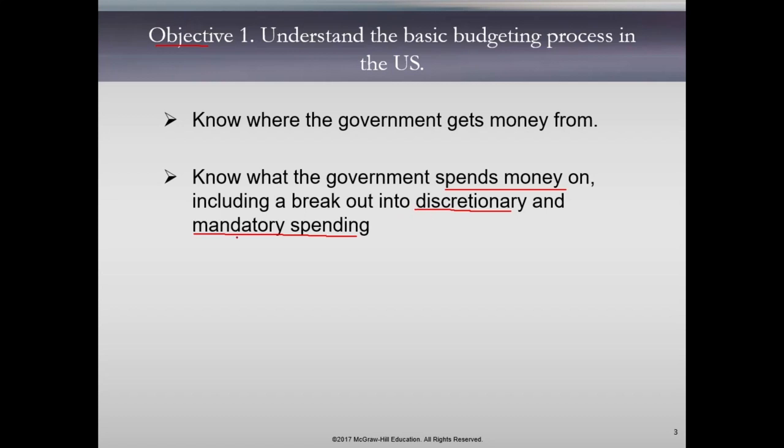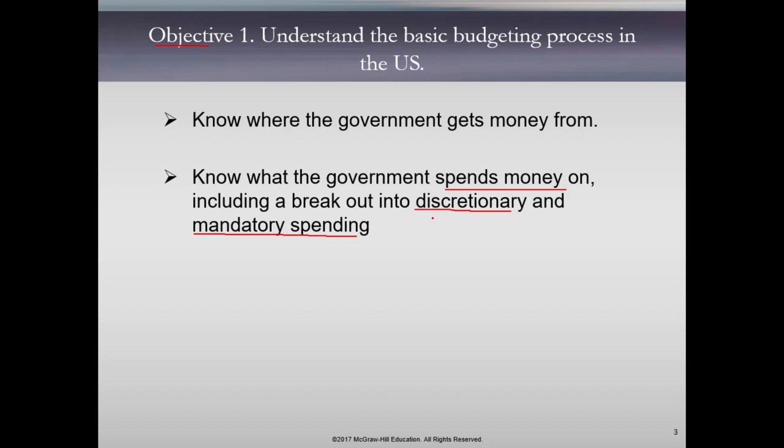And then mandatory spending you can think of as spending on entitlement programs like Social Security and Medicare and Medicaid. Those are mandated by law, and they can be changed, but they can only be changed by an act of Congress. Congress would actually have to change the law.